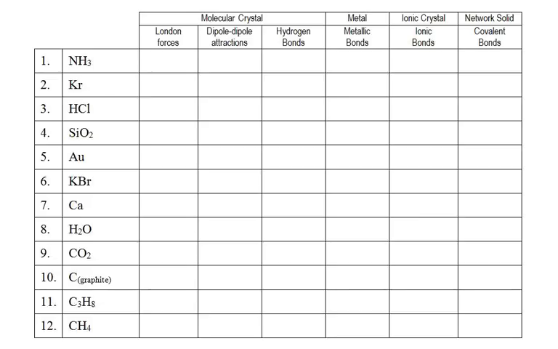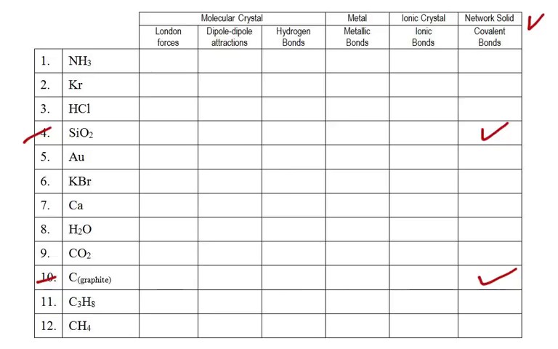Now when I look at this, I always start off with my network solids. Network solids are pretty easy to pick out. There are only a few of them: SiO2, so we've got that one, and carbon as graphite. The other example would be carbon as diamond.